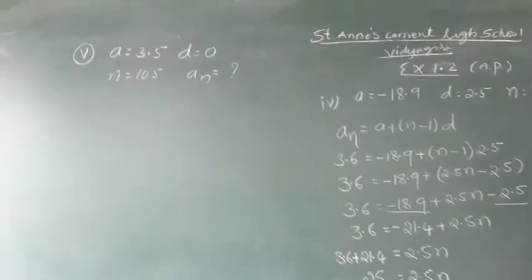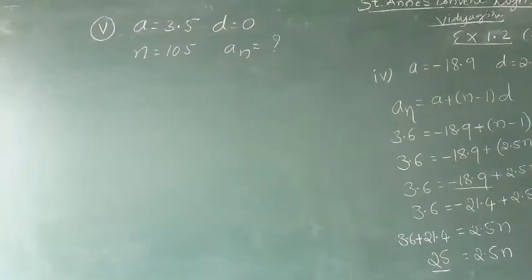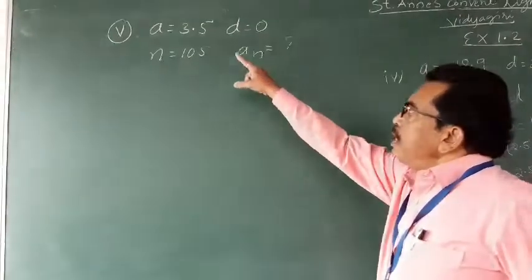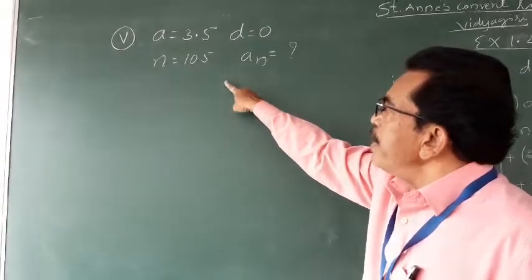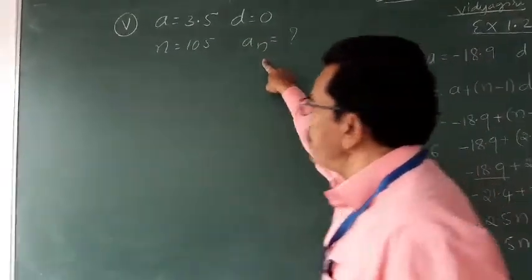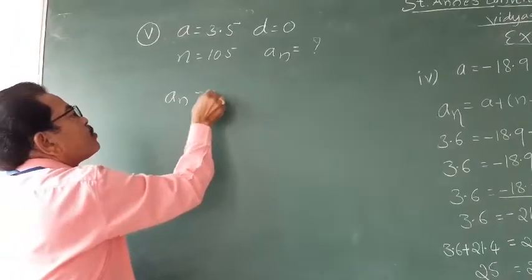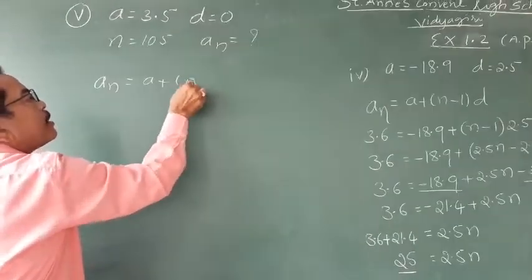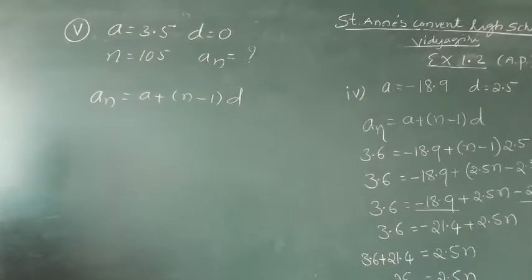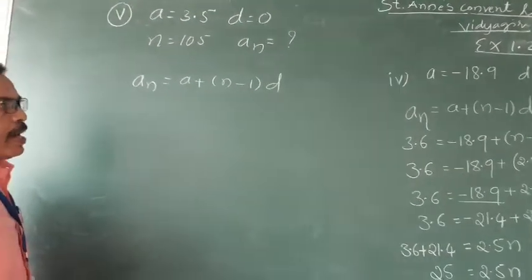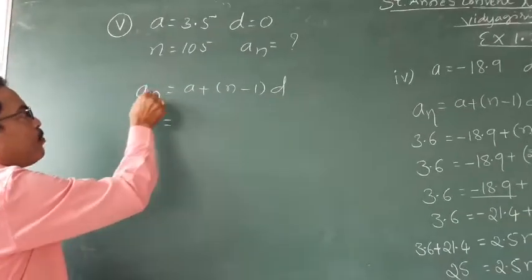See, next in this main, that fifth last one. See here, a equals 3.5, d equals 0, n equals 105, a equals question mark. Usually we have to use a equals a plus n minus 1 into d. a how much? That we have to find out.